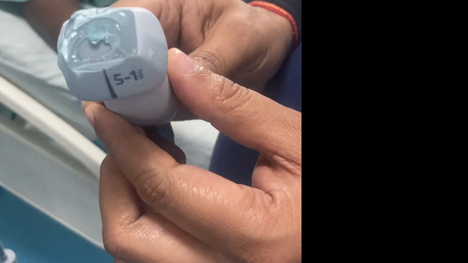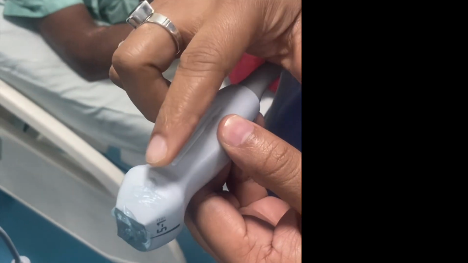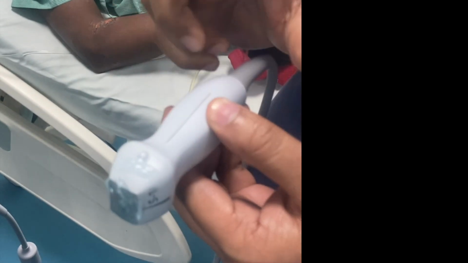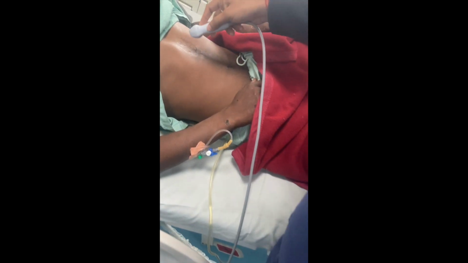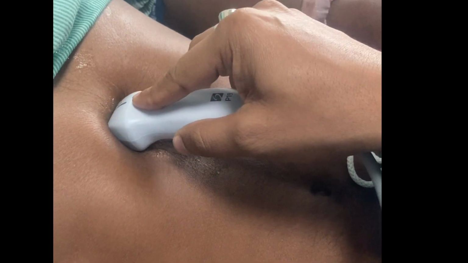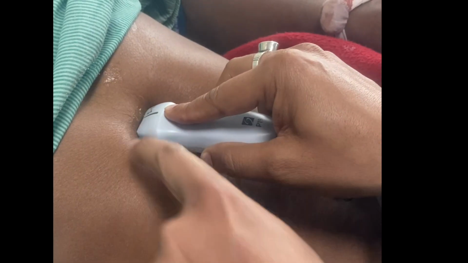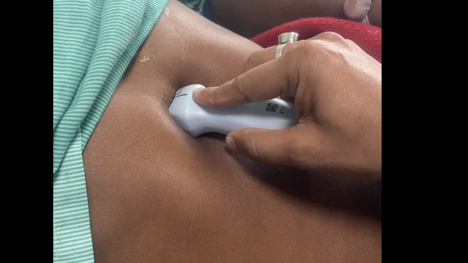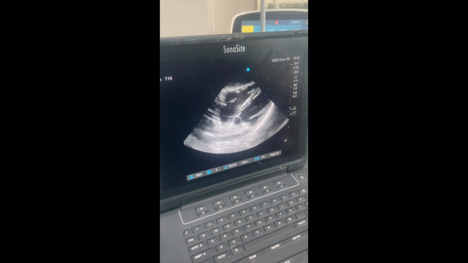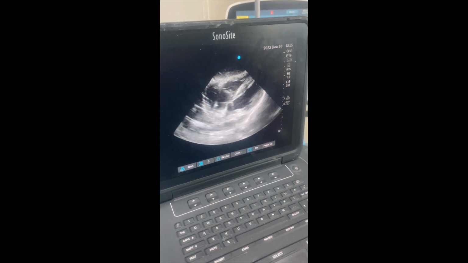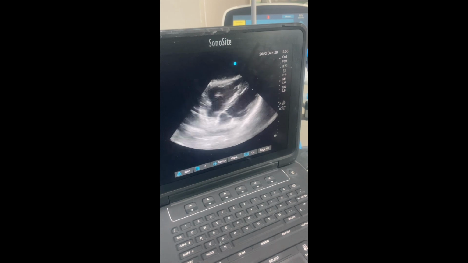So in the FATE, we use the phased array probe, and this orientation marker should be kept on the left side of the patient. Let's see. So my orientation marker is on the left side. And place the probe just below the xiphoid process, facing toward or below the sternum. So you can see this subcostal four-chamber view.